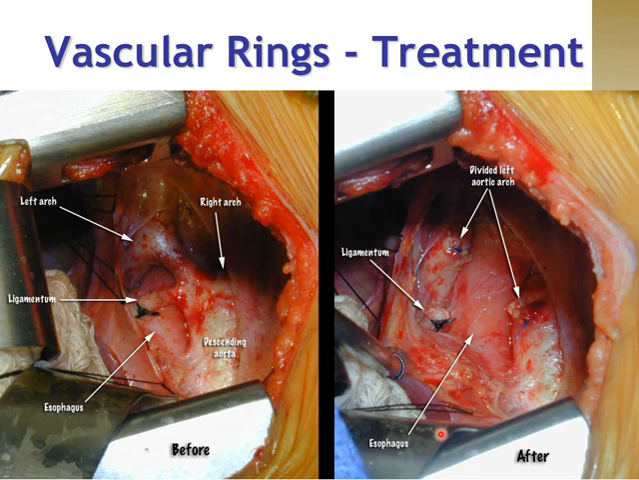The trachea typically isn't visible from the left side of the chest. It's usually over further toward the right with respect to the esophagus.